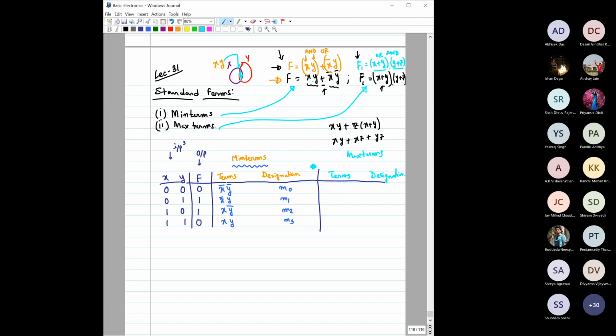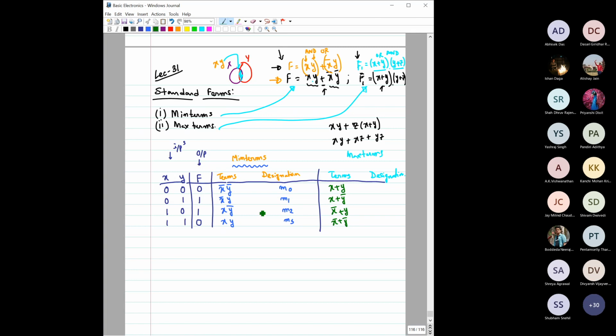Whereas in terms of maxterms, for 0, 0 we write x plus y. It's a bit different. Then you also try to correlate what we are using here. For 0, 1: for x it is 0, so it is x, and for y it is 1, so it becomes y bar. So it is x plus y bar. For 1, 0, it will be x bar plus y. For 1, 1, it will be x bar plus y bar.